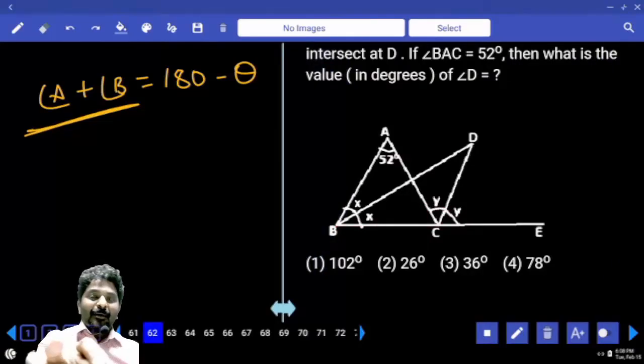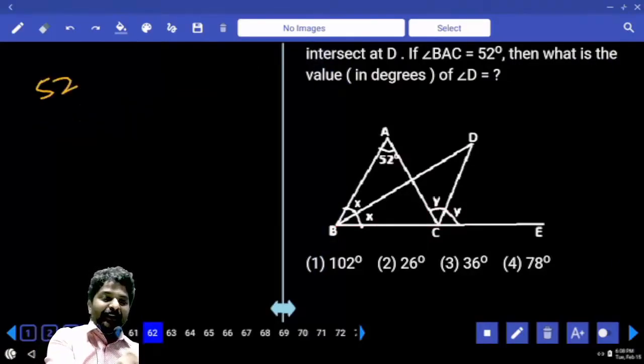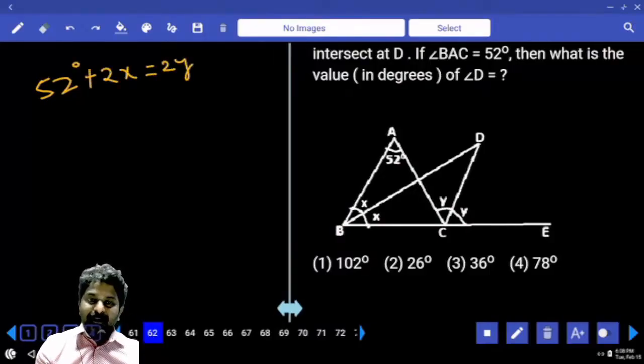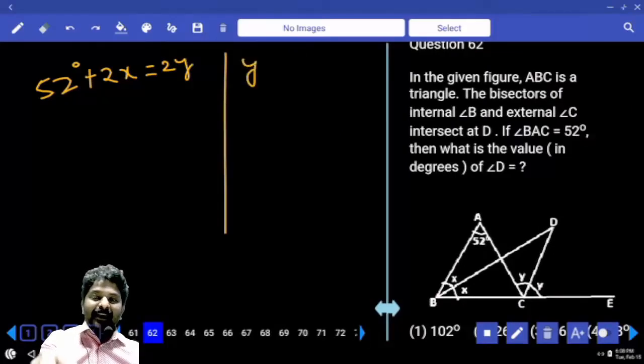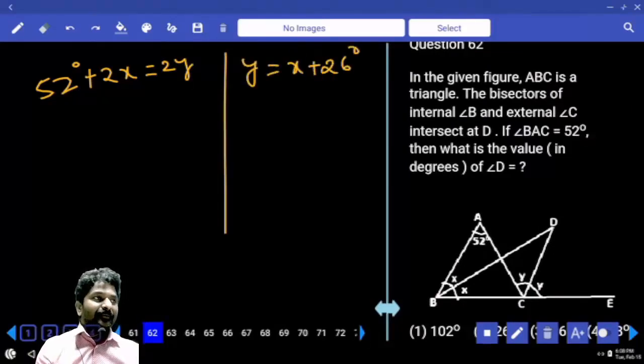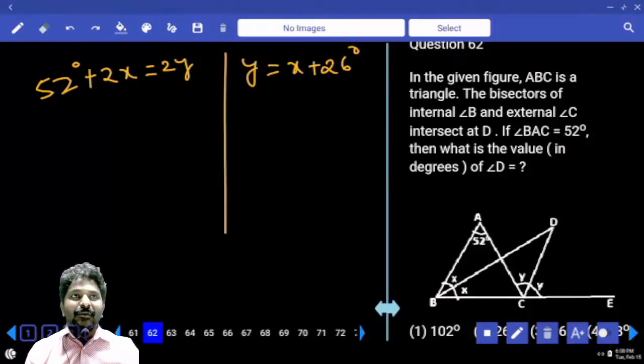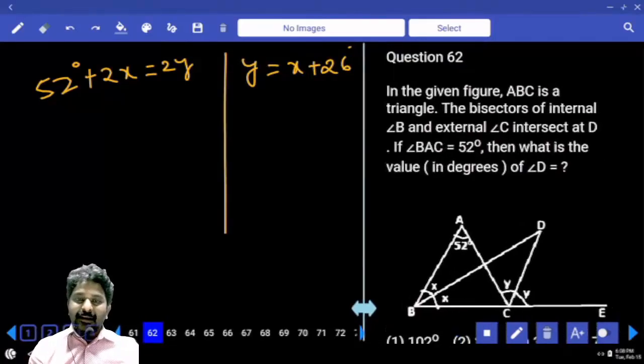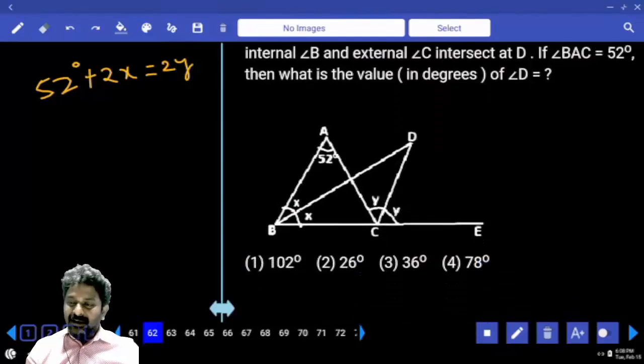Now angle at A, how much is that? 52 degrees. Angle at B, 2x. That must be equal to 2y. From this I will conclude y is equal to x plus 26 degrees. Okay? Right, now come to the same triangle here.